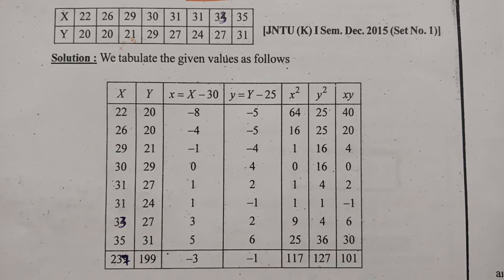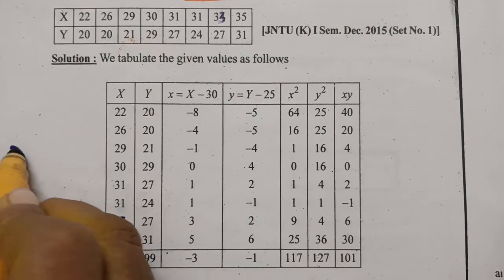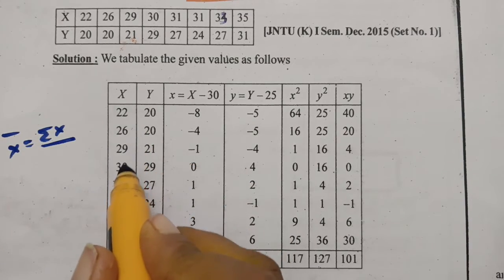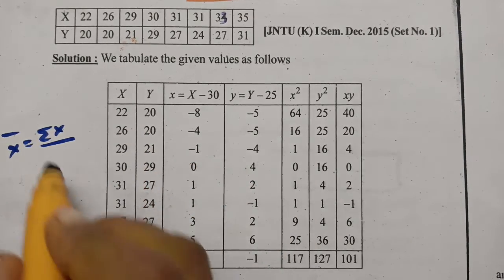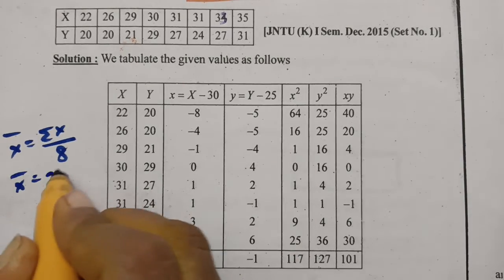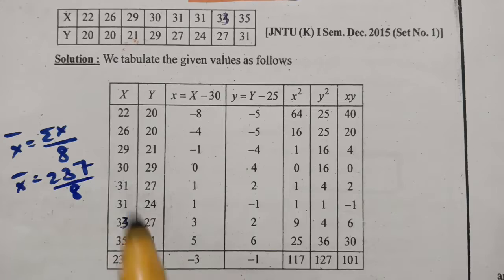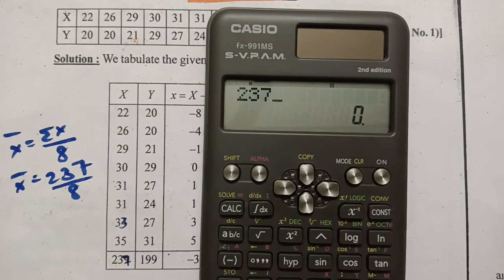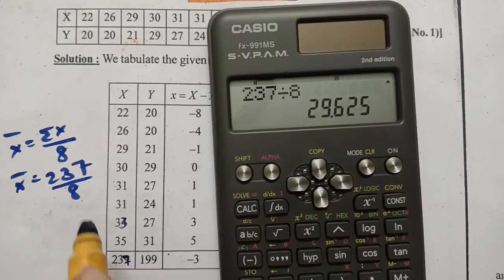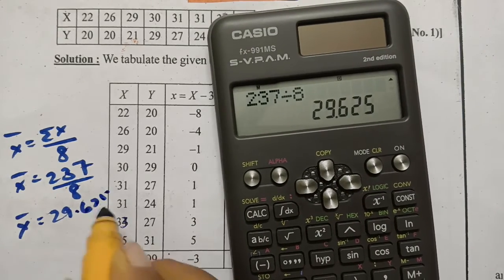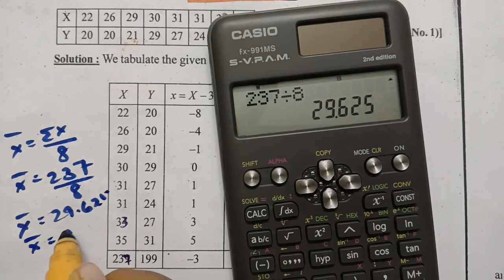For finding the mean here, x bar is equal to sigma x by n. 1, 2, 3, 4, 5, 6, 7, 8, so n value here is 8. What is sigma x here? This is 237 by 8, so this value is 237 divided by 8. The value here is approximately 29.625. So x bar is around that.